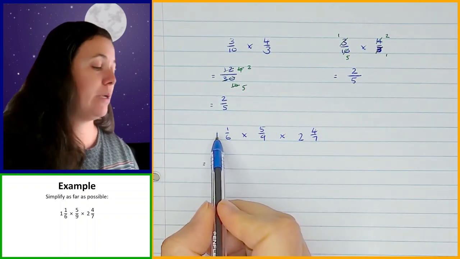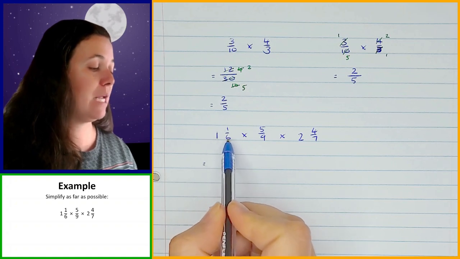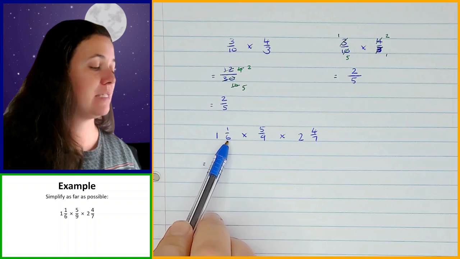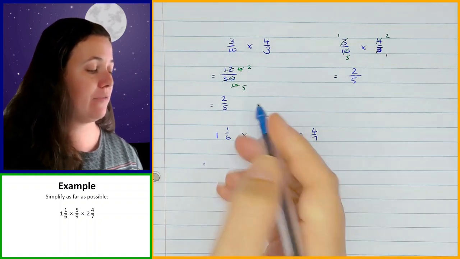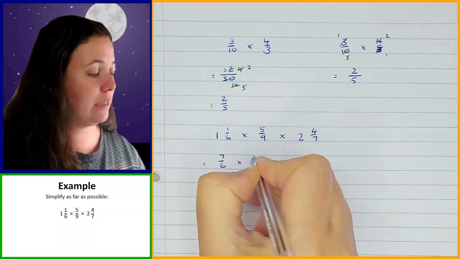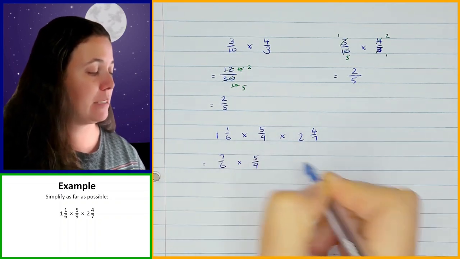So to do that, remember, we take the whole number, we multiply it by the denominator, and we add the numerator. So it's going to be 1 times 6 is 6 plus 1 is 7. That gives me 7 over 6 times. This is already not a mixed number, so I can keep it as it is.